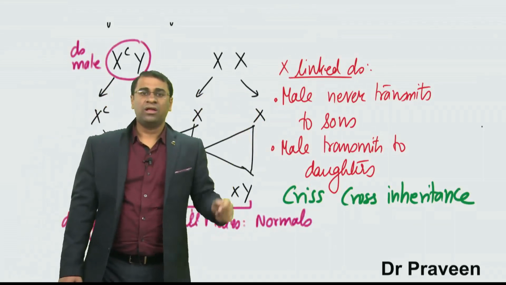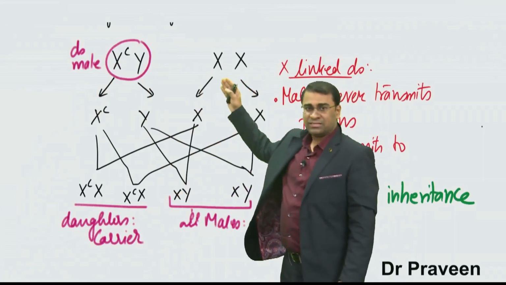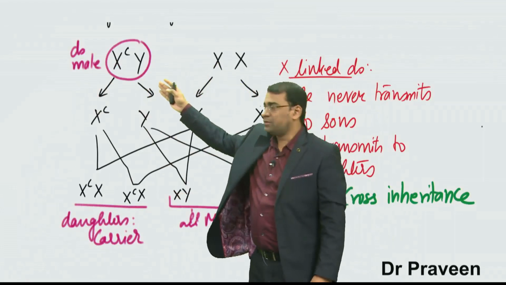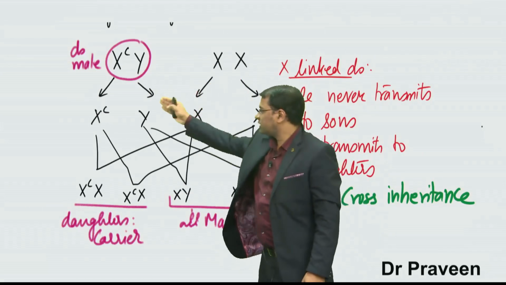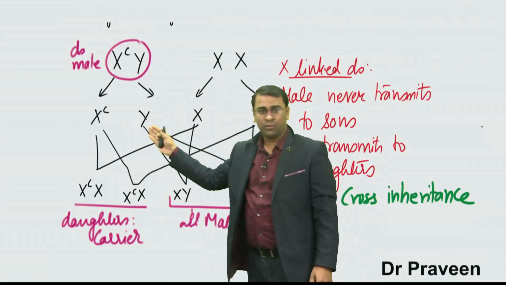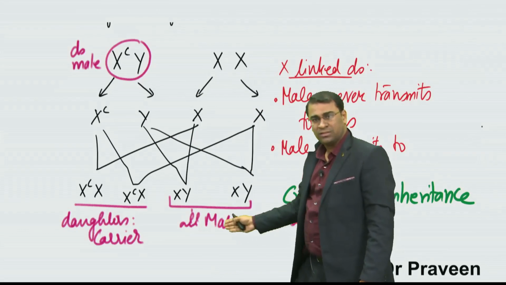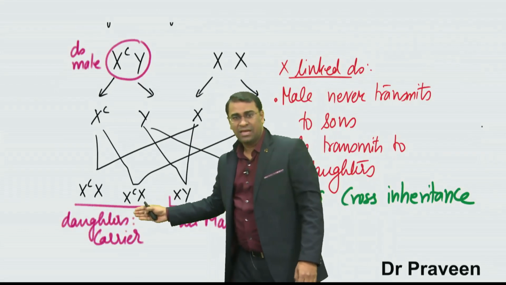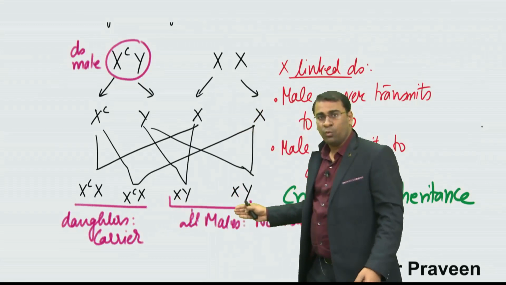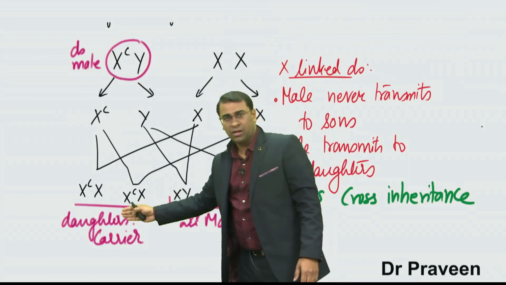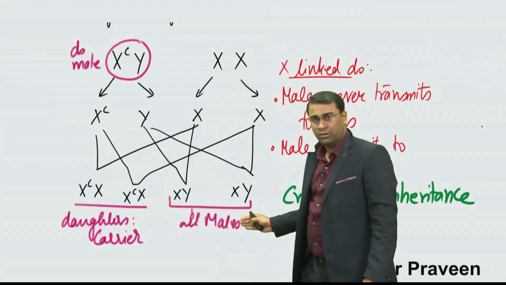Let's take an example of color blindness. This is XCY, this is XX. We just separate out the alleles. From XCY and XX, what are the possible progenies? I get XCX, XCX, XY, XY. Now what you see is, both the daughters are carriers and all the sons are normal.